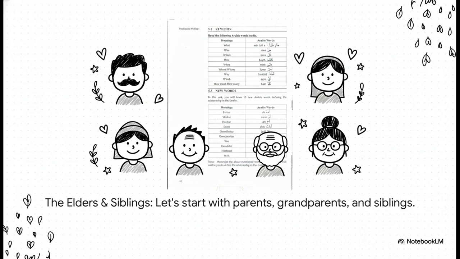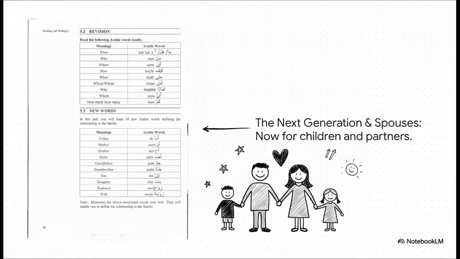And hey, I really want you to say these out loud with me. Don't be shy. Ready? For father, we say ab. One more time, ab. For mother, brother is ach. Sister is ucht. For grandfather, it's jad. And last one for this group, grandmother is jedda. Awesome, you're doing great. Okay, let's move on to the next generation and spouses.